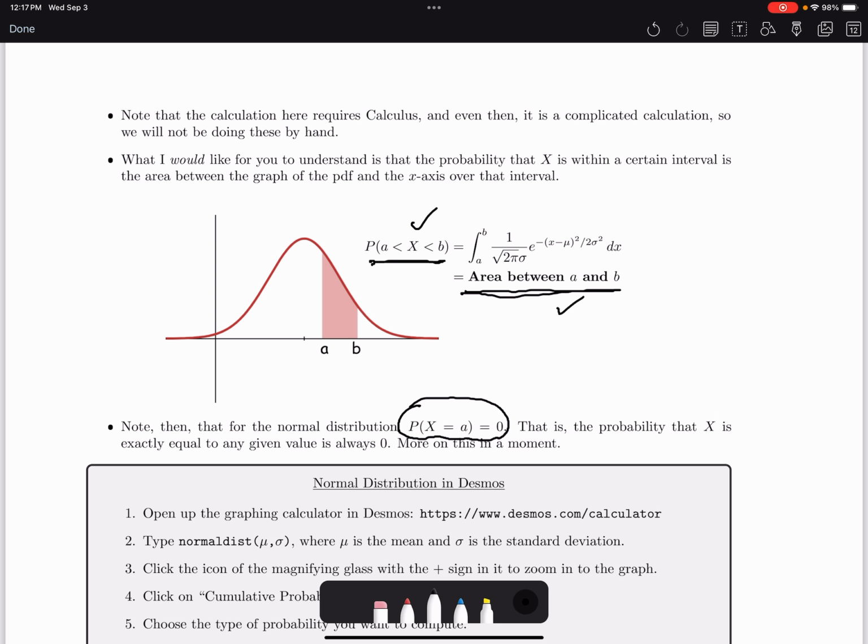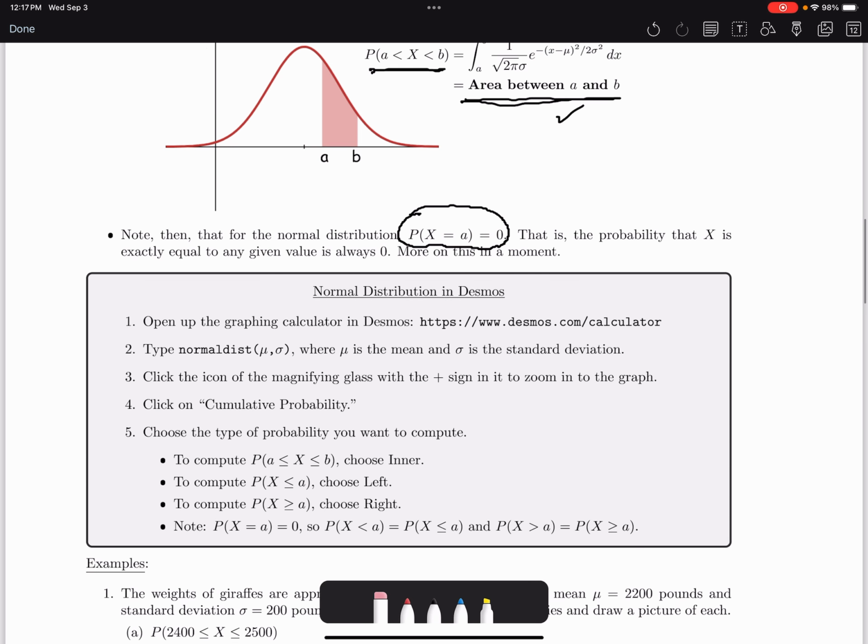So if you're looking for the probability that x equals a, we would only be looking at this tiny little sliver, and that tiny little sliver is not going to have an area, or rather its area is going to be 0. The area of a one-dimensional thing is going to be 0 because there's no width to it. The area of a rectangle is length times width, but if you don't have any width, then the area is just going to be 0. So the probability that x equals a is always 0 for any given number a.